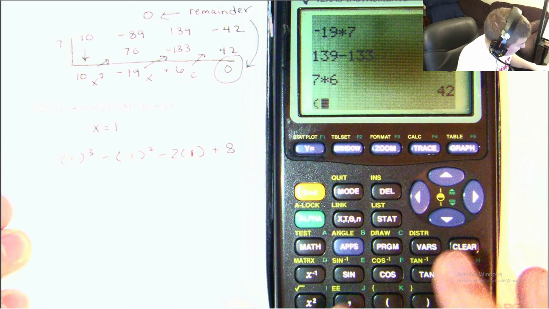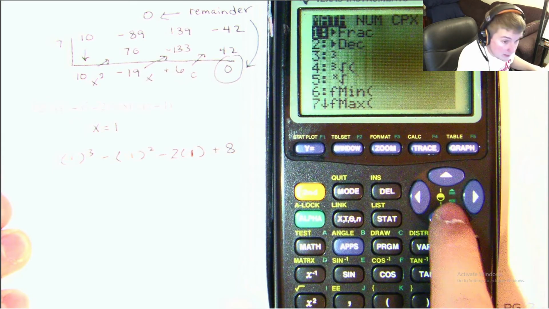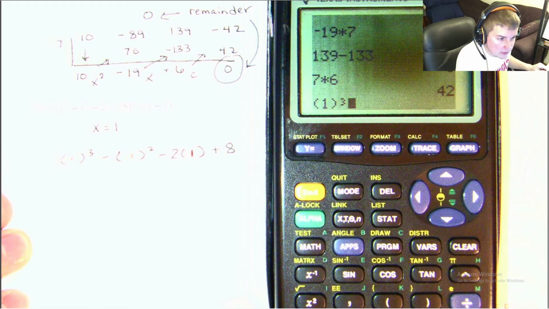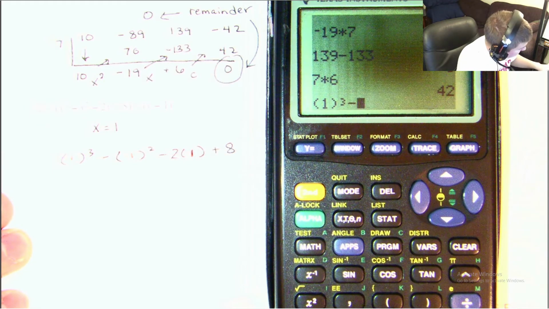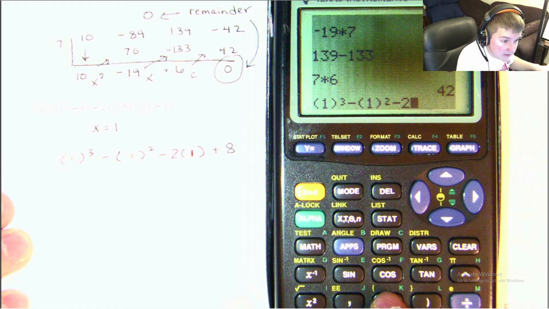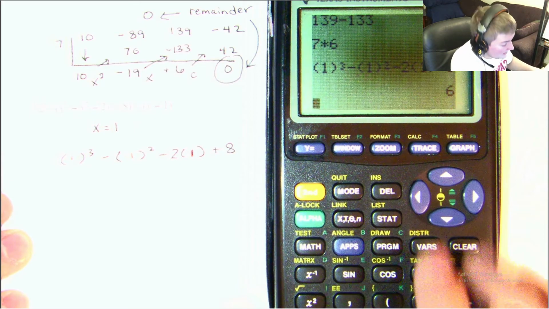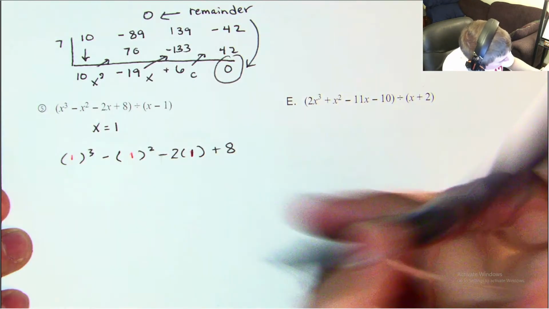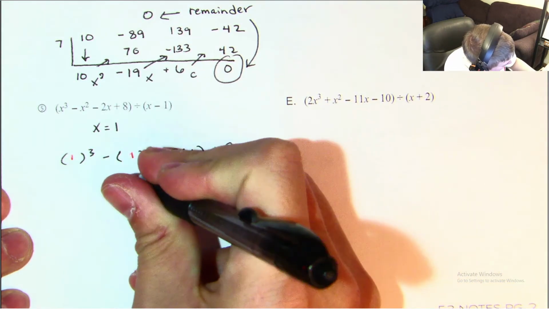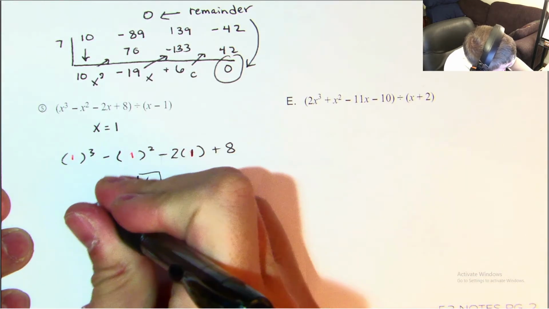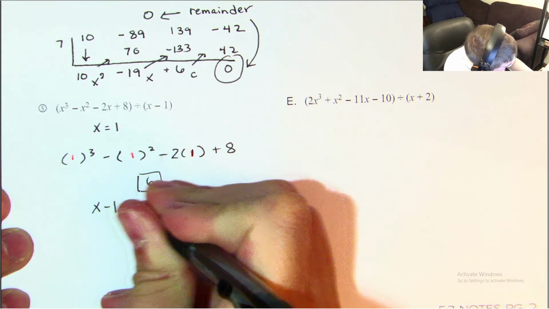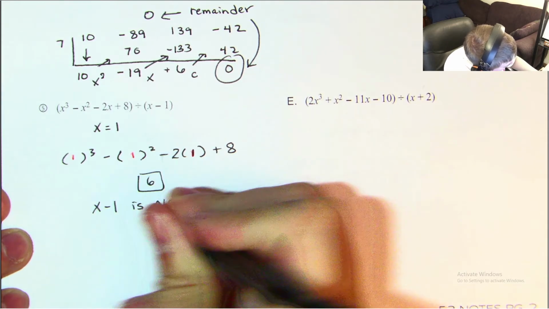Okay, so I'm going to get 1 cubed minus 1 squared minus 2 times 1 plus 8. And here I get 6, a remainder of 6. Okay, so what does that mean? That means x minus 1 is not a factor.